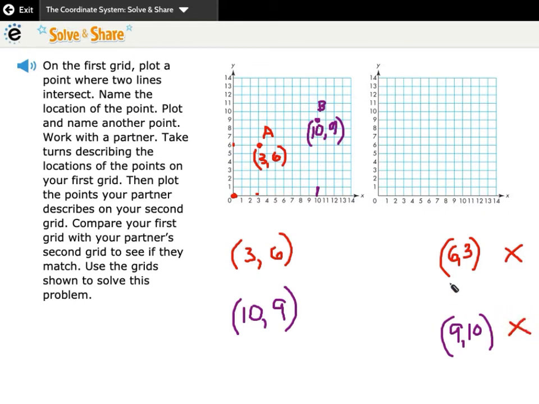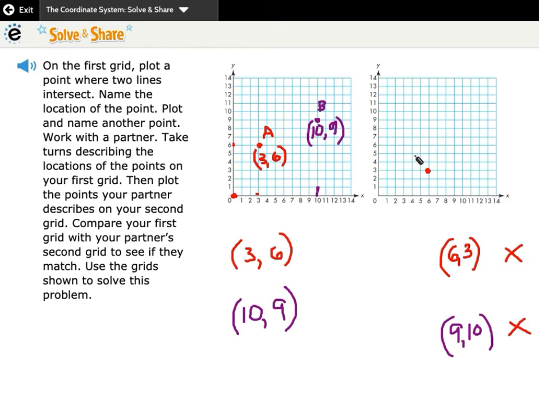So where can you find 6, 3? Again, start from the origin and it should be on the line of 6. So it should be here at 6, and up on the y-axis, it should be 3 units. So meaning it's here.